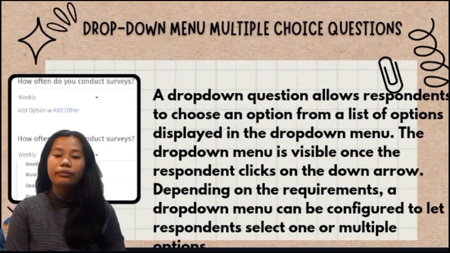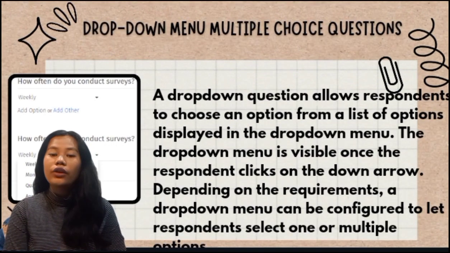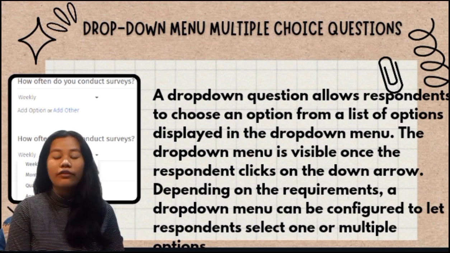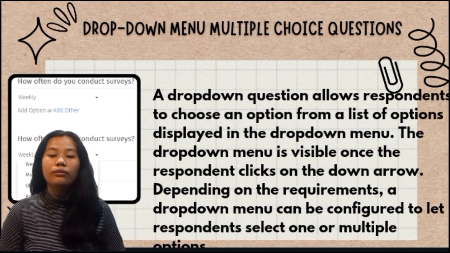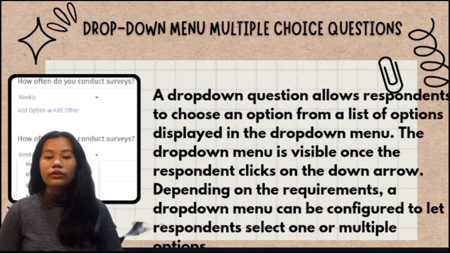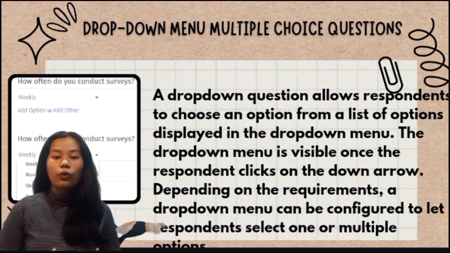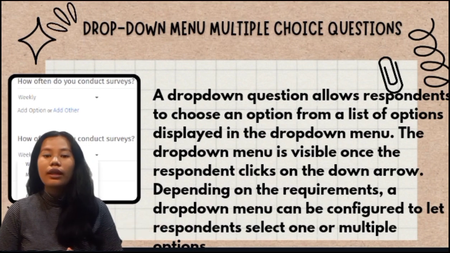Another one is the drop-down menu multiple choice questions. A drop-down question allows respondents to choose an option from a list of options displayed in the drop-down menu. The drop-down menu is visible once the respondent clicks on the down arrow. Depending on the requirements, a drop-down menu can be configured to let respondents select one or multiple options.